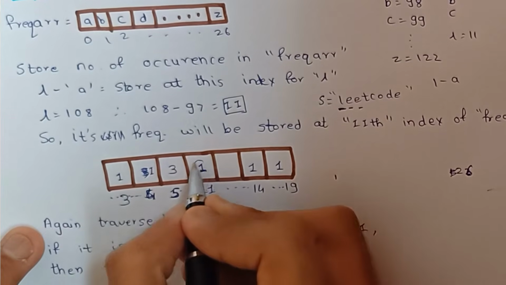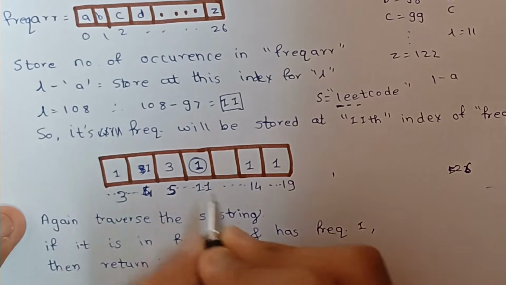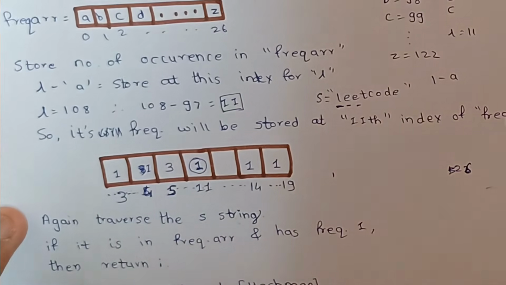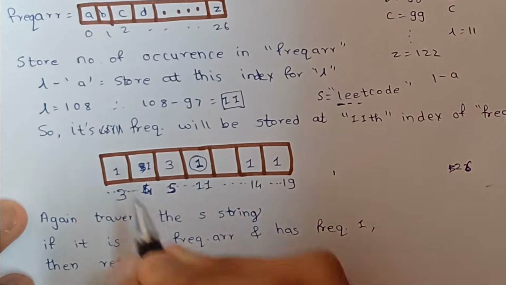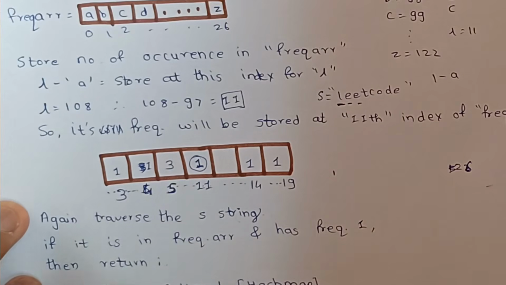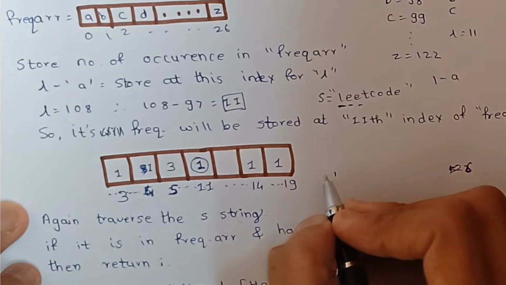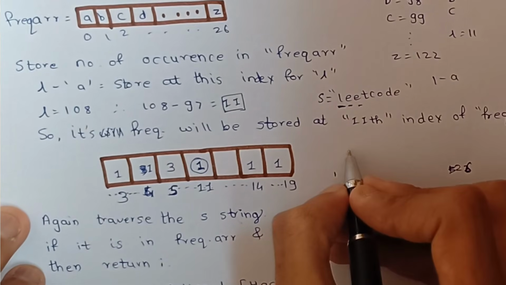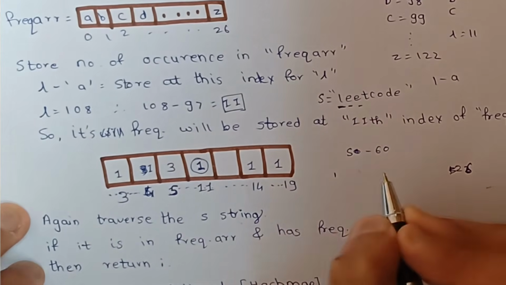Here it is 1. So if it is in the array and it has the value 1, we will return its index. This is the brute force approach, in which we have to traverse again and again, and it will take more time complexity. This is a small string, so it will not take much time, but when the string is 50 to 60 characters long, it will take more time.